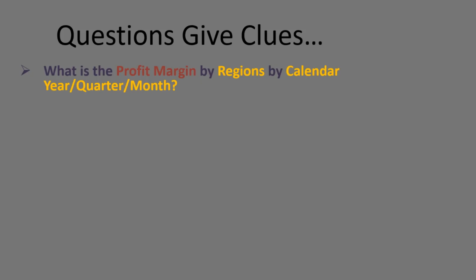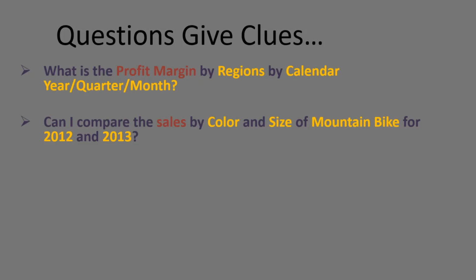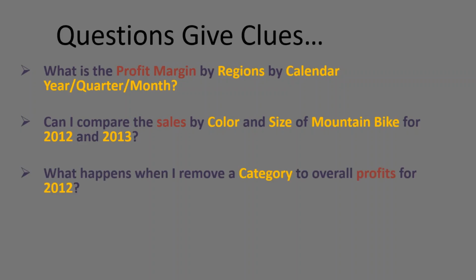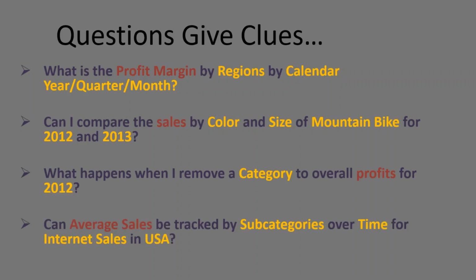Well, you might get questions from business people like, what is the profit margin by regions, by calendar year, quarter, and month? Someone might ask, can I compare the sales by color and size for mountain bikes in 2012 and 2013? Then they'll say something like, what happens if I remove a category to overall profits for 2012? And even something like, can I average sales, and can they be tracked by subcategories over time for internet sales in the United States of America?